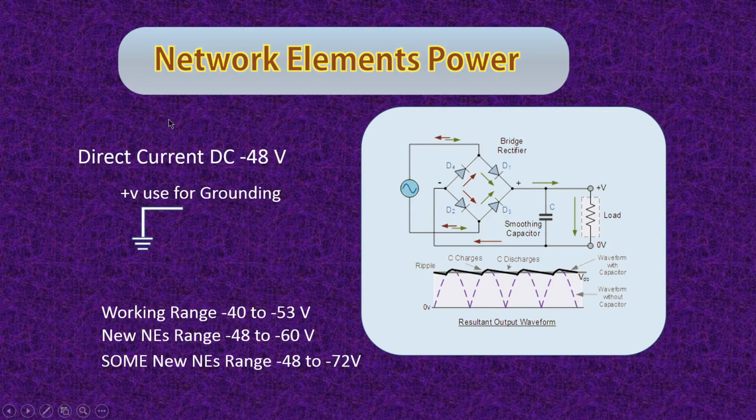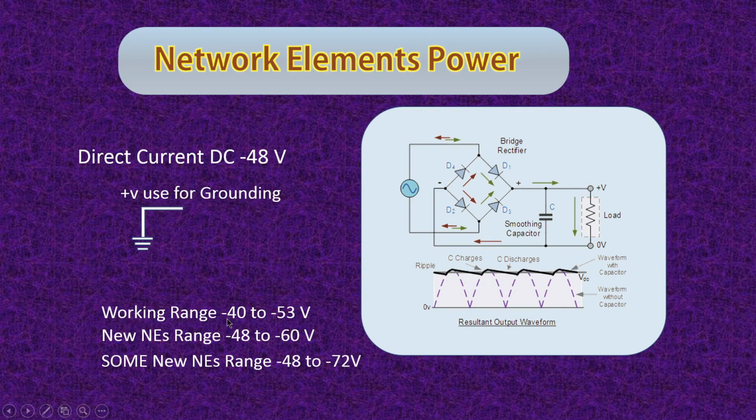So can you tell me the voltage, AC or DC, we use for the equipment? How many volts do we need for the telecommunication equipment? What is the standard voltage level for network elements power? Direct current DC minus 48 volt. Nowadays we use minus 48 volt in the exchanges, and the positive terminal we use for the grounding.